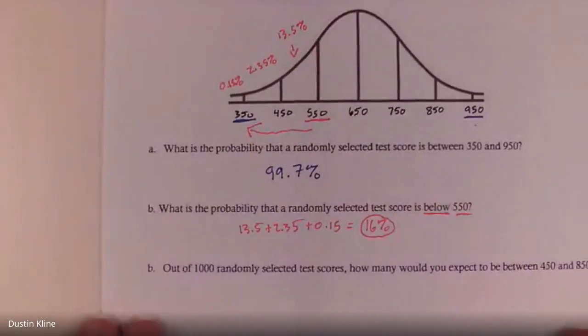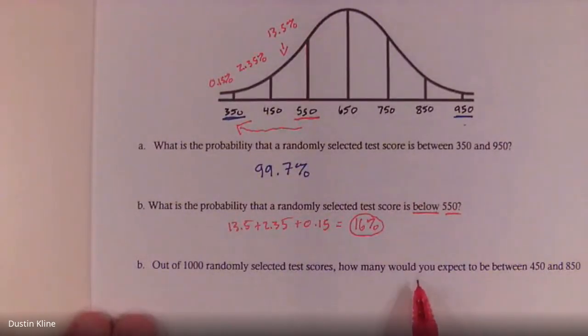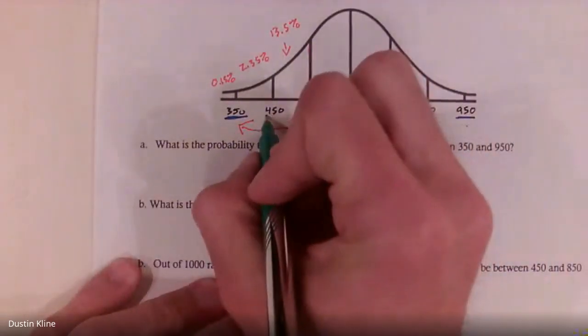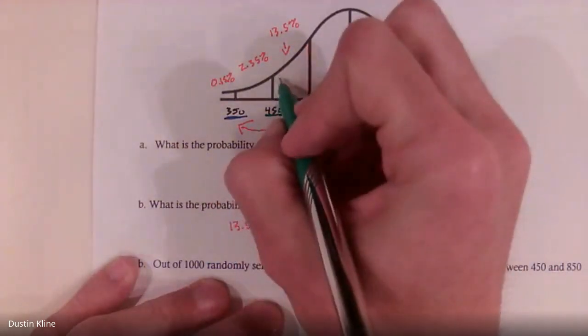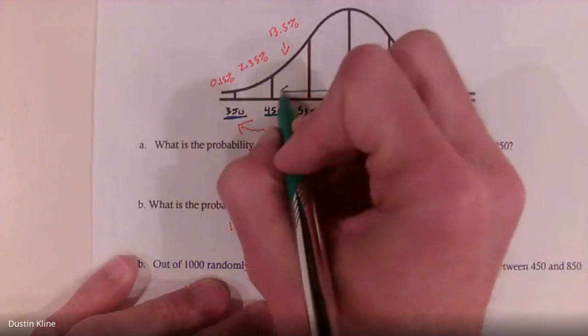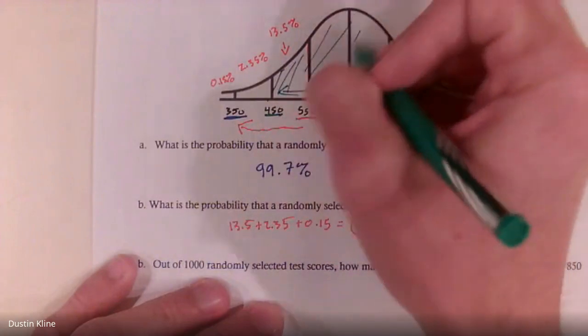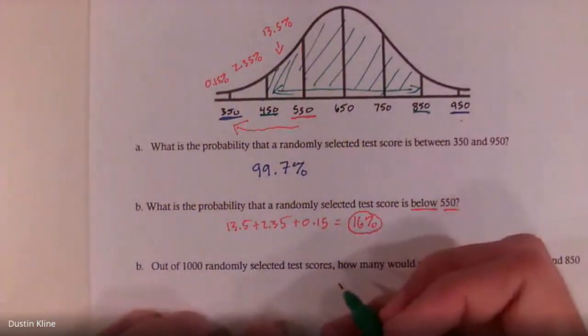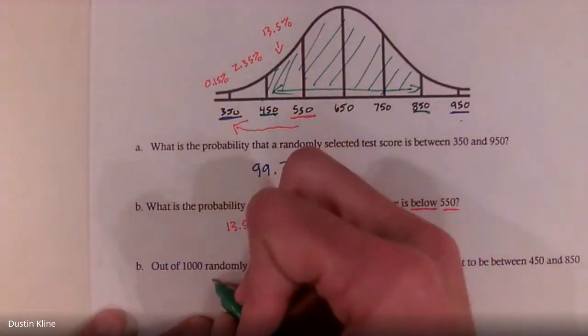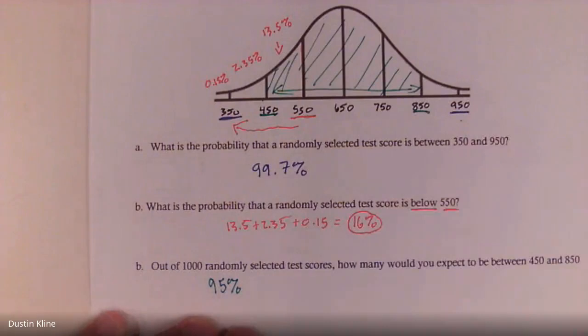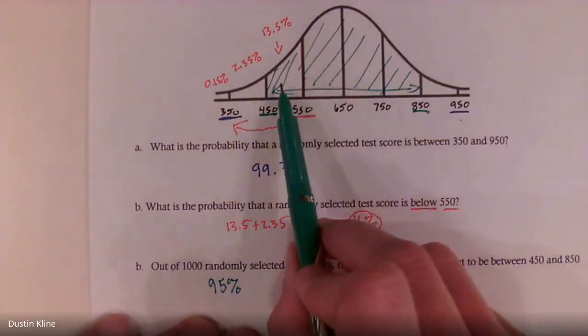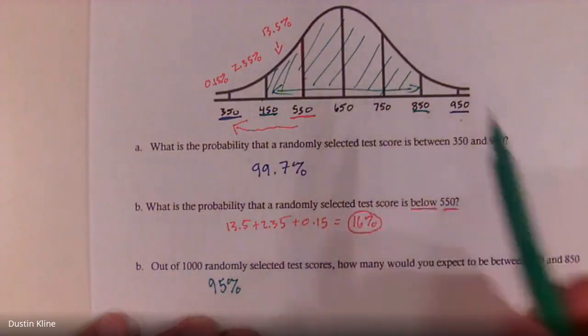Let's look at B. How many randomly selected test scores would you expect to be between 450 and 850? Out of 1,000 randomly selected test scores, how many would fall between 450 and 850? So here we go. We're just going to go to our chart. So, okay, between 450 and 850, and we know that's 2 standard deviations above and 2 below. So if you added up all of our percentages within 2 standard deviations, that should give us 95%. If you added up your 13.5 and your 34 and your 34 and your 13.5, that gives you 95.